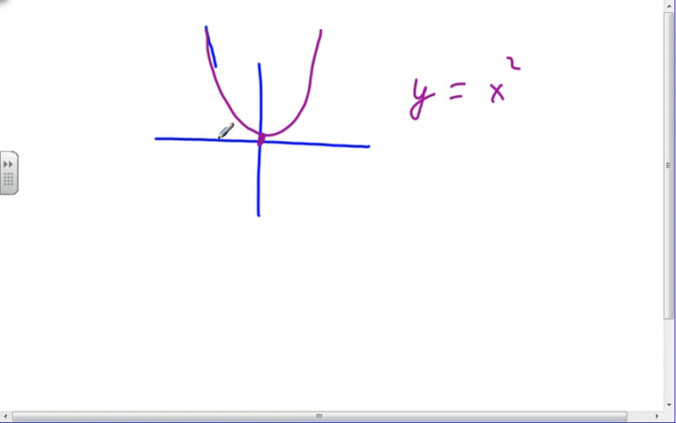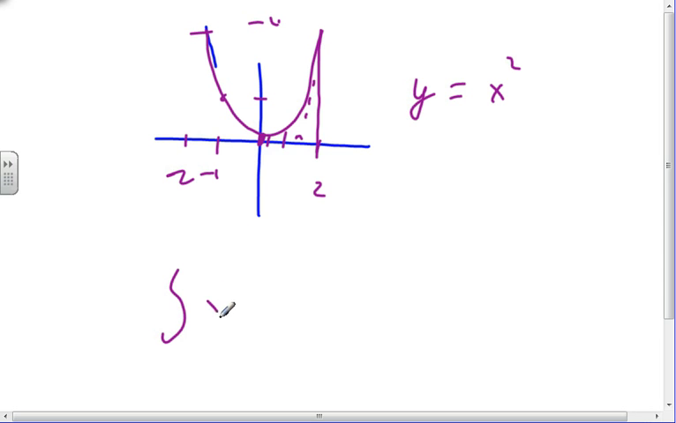Okay, so at minus 1, I'm at 1, and at minus 2, I'm up here at 4. Well, it didn't look like I hit the right spot. I'll do better over here. At 2, I'm up there at 4, and I want the area under the curve.